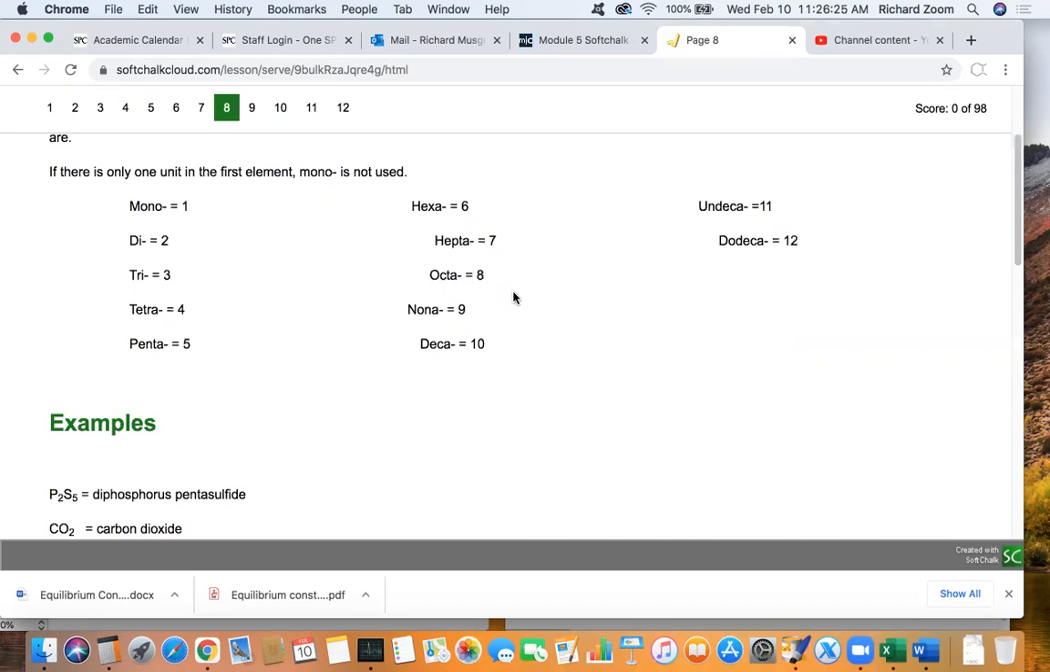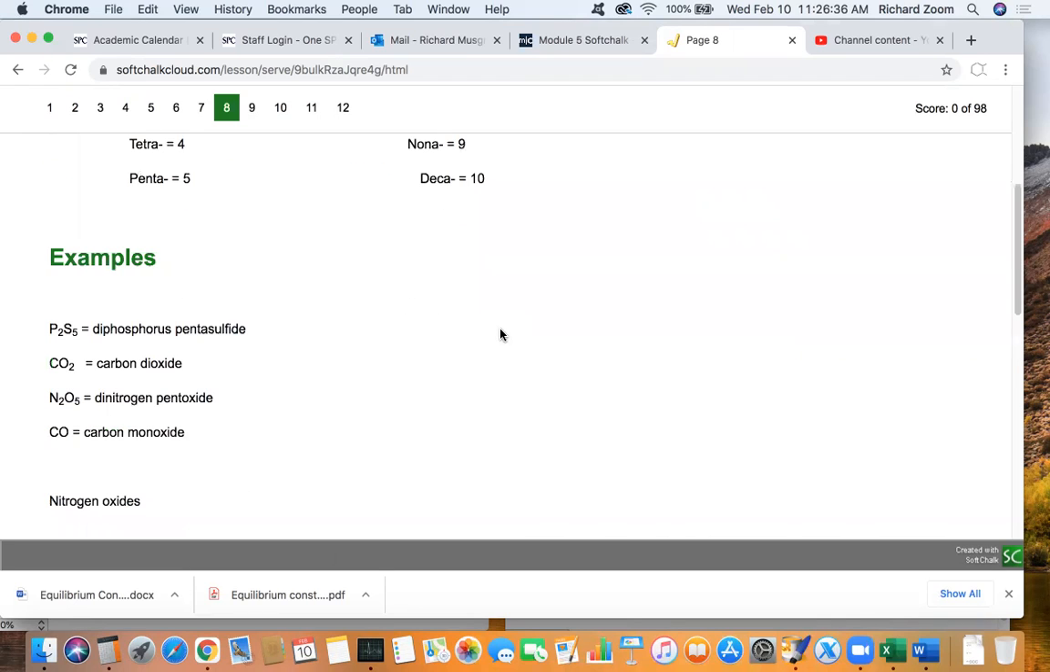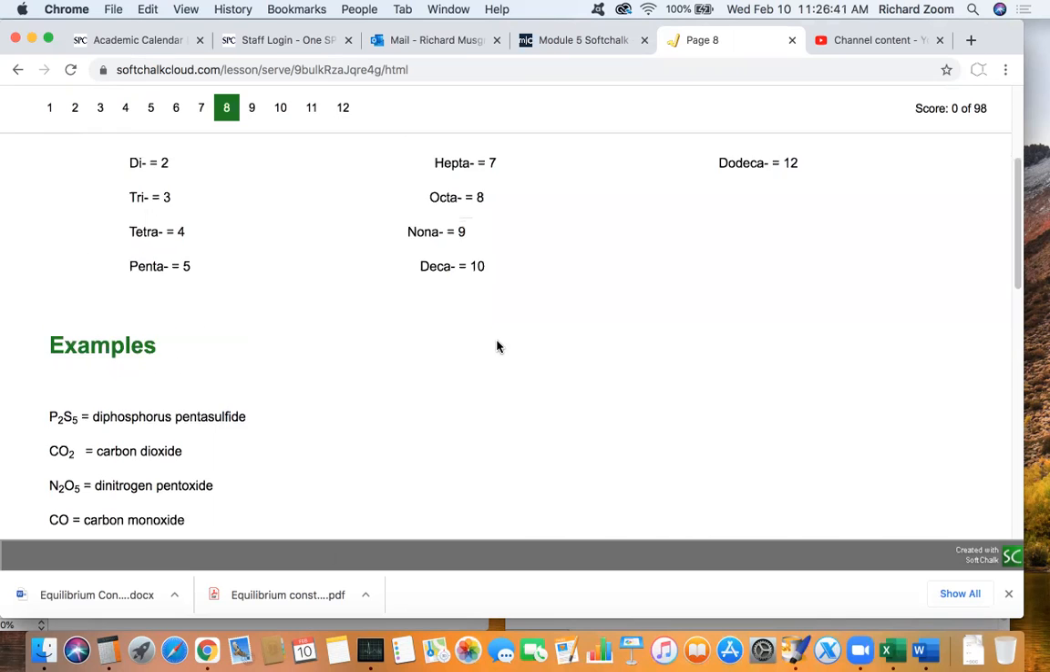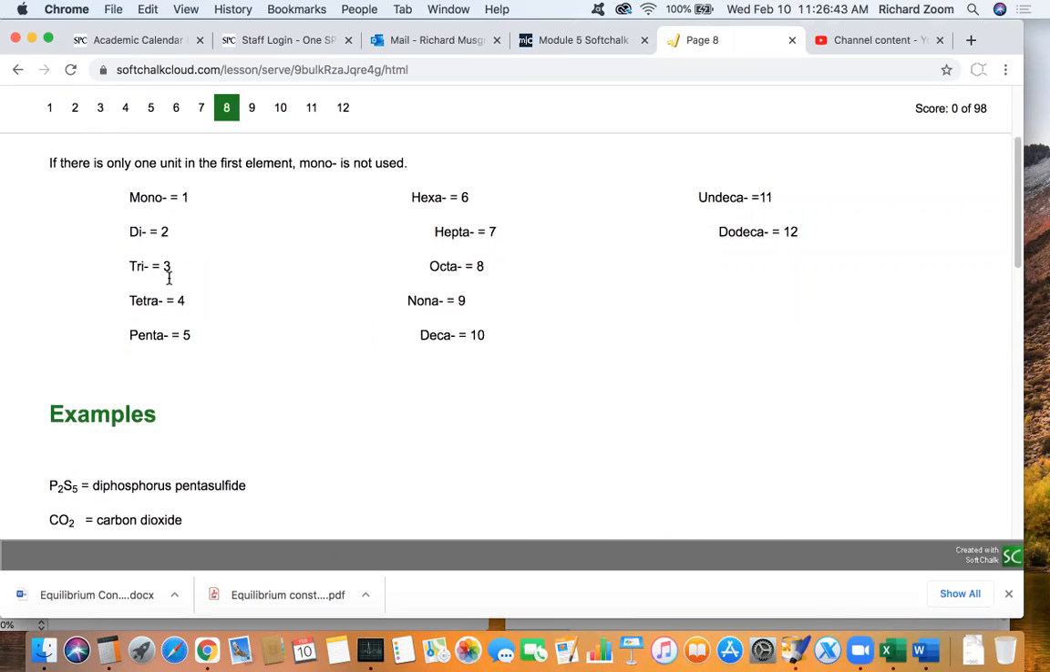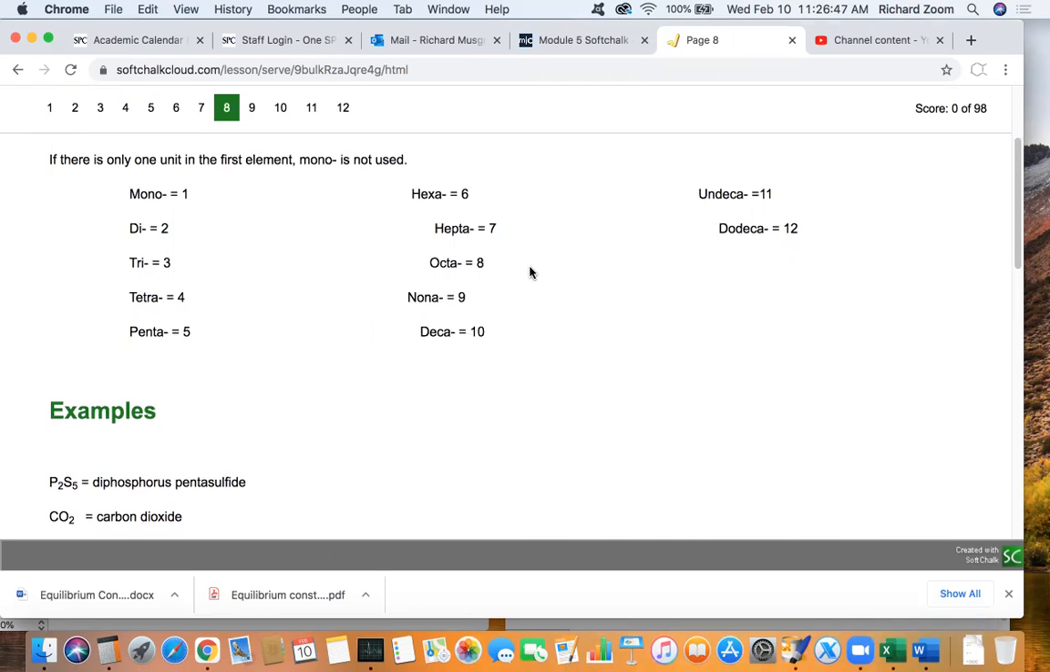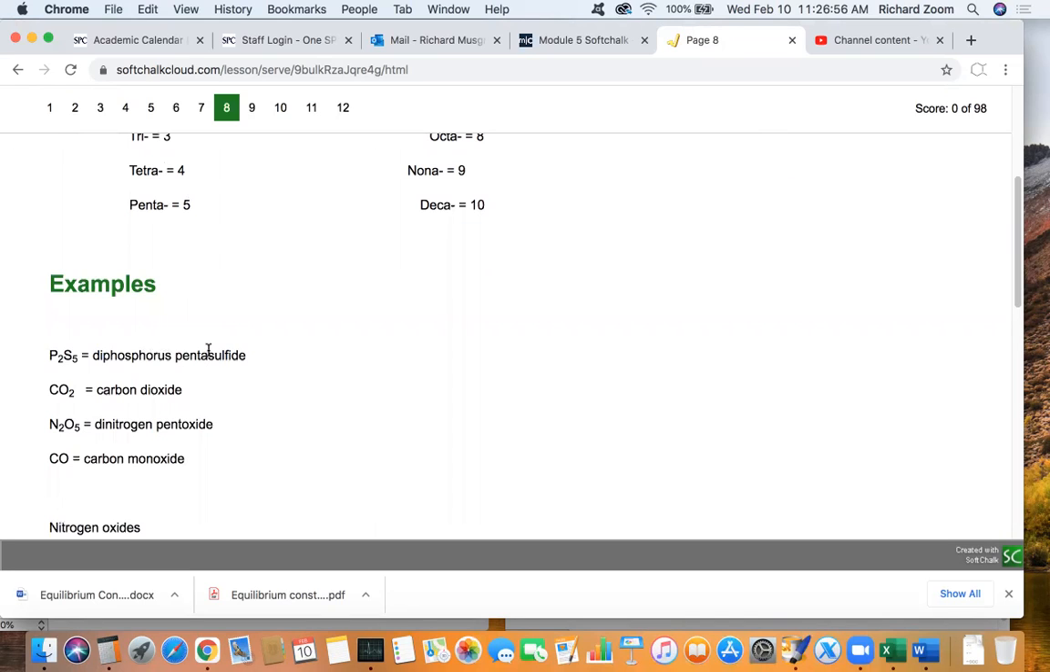So the rule here is if there's only one unit of the first element, then mono is not used, because there's a lot of compounds that have just one unit of the first element. So if you've got something like P2S5, we just use the prefix that we're given here. And again, you're given these prefixes, you don't have to memorize them. They're on the polyatomic ion sheet. So di equals 2, penta equals 5. So this would be diphosphorus pentasulfide.